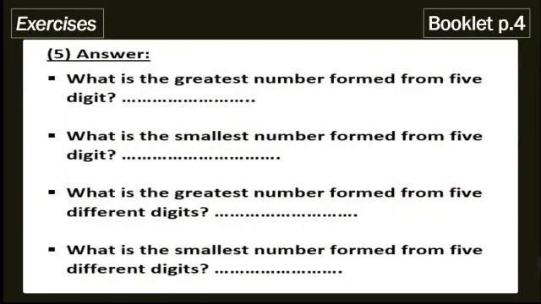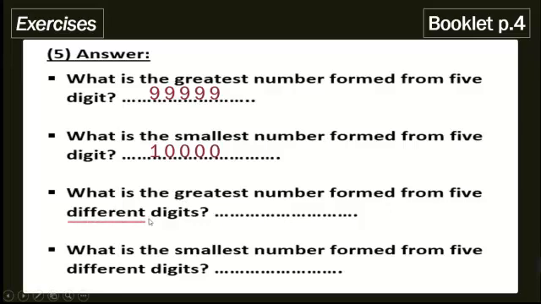Next page is about the greatest and the smallest number. First one, what is the greatest number formed from 5 digits? It's 5 nines, or 99,999. What about the smallest? It's 10,000. Excellent.